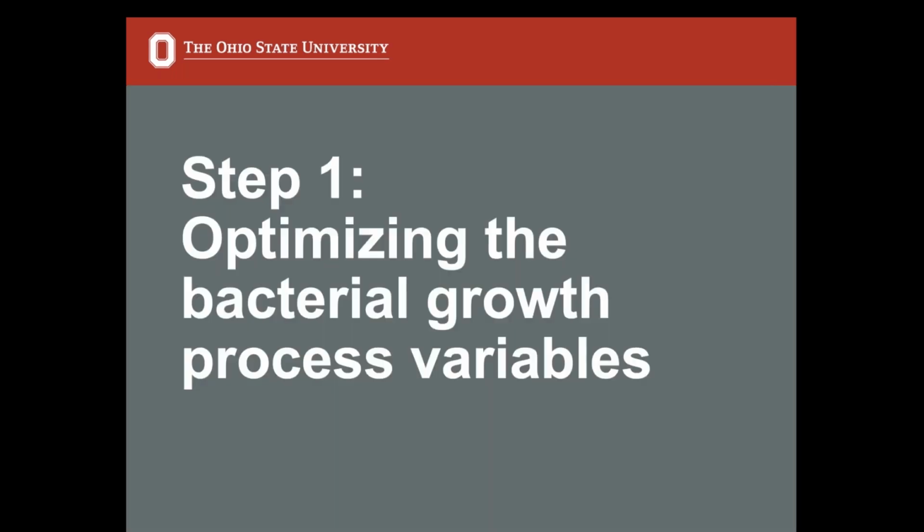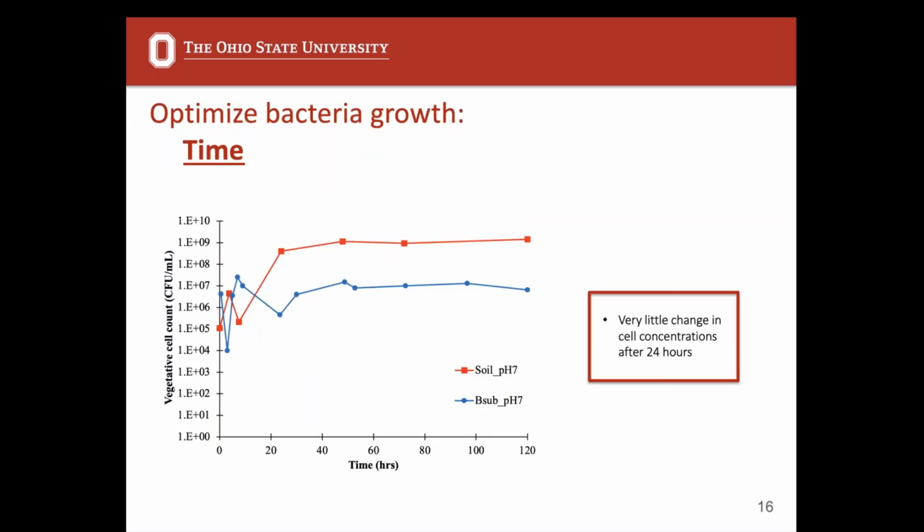So the first step, we wanted to look at all of those variables and figure out what's going to allow us to grow the most bacteria in the shortest amount of time and for the cheapest cost. So our first variable we looked at is time. We wanted to see how many days do I need to incubate this in order to get the maximum amount of bacteria. And this was really encouraging results. We see some variability within the first day of cooking those bacteria, and after 24 hours, it's pretty darn stable. So there's really no reason to grow the bacteria for more than 24 hours. Within a day, we can get to the maximum level.